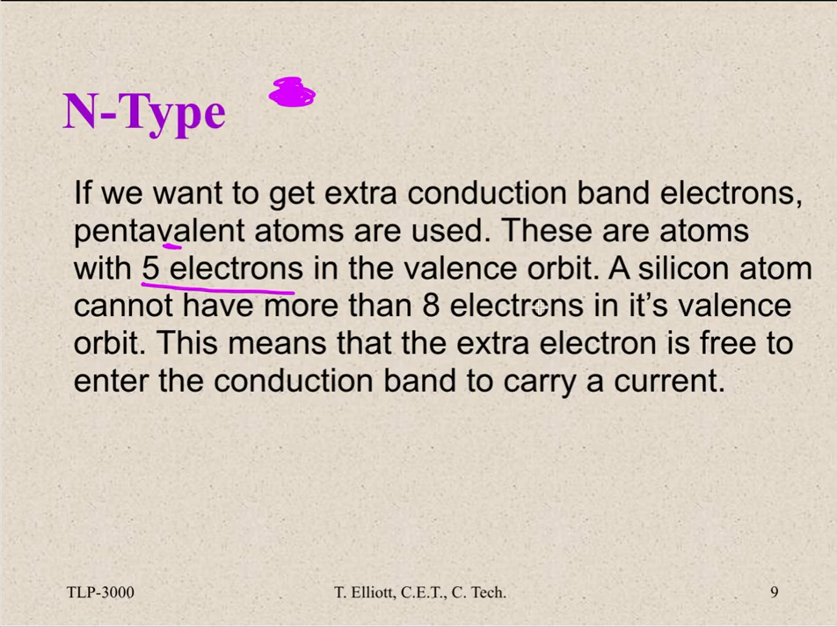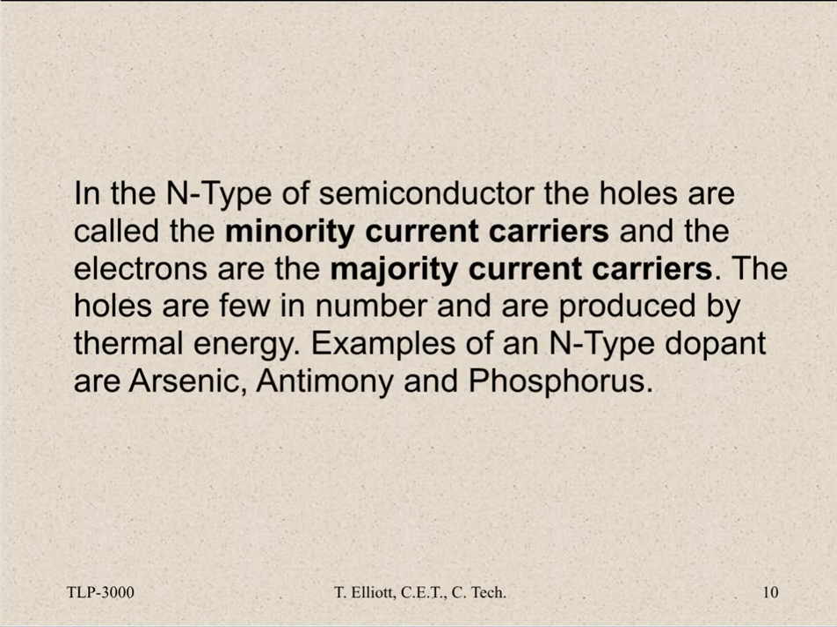A silicon atom cannot contain at any one time more than 8 electrons in its valence shell. So that means if we add in more electrons, those electrons can then be shared between two different silicon atoms, and that's what causes the current flow. In an N-type semiconductor, the holes are called minority current carriers, because there's only a few of them, and the dominant majority current carrier is the electron.